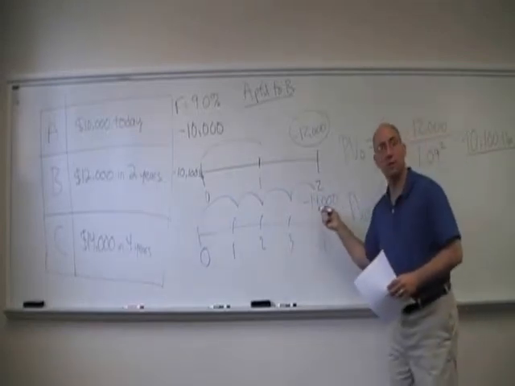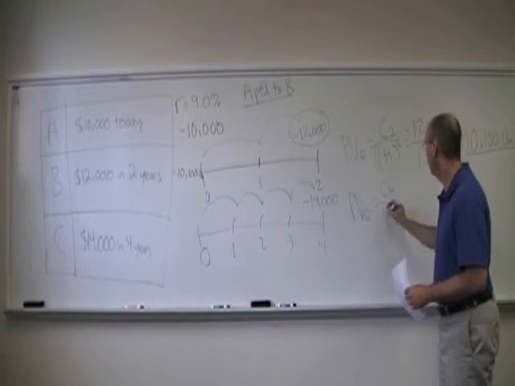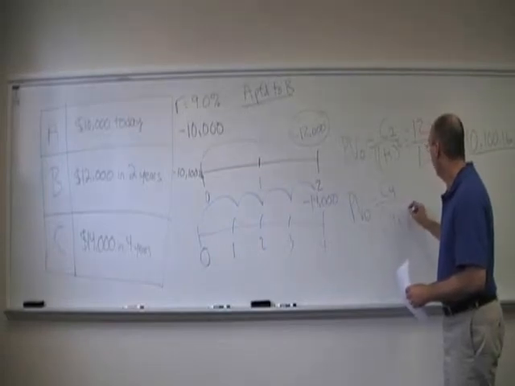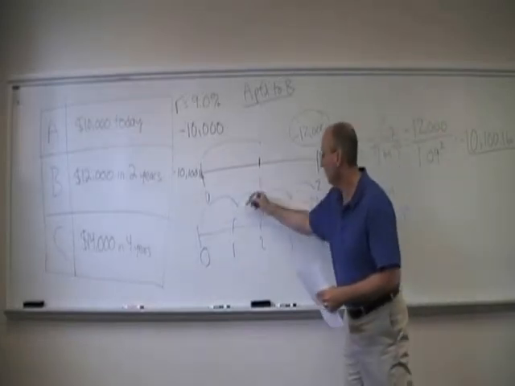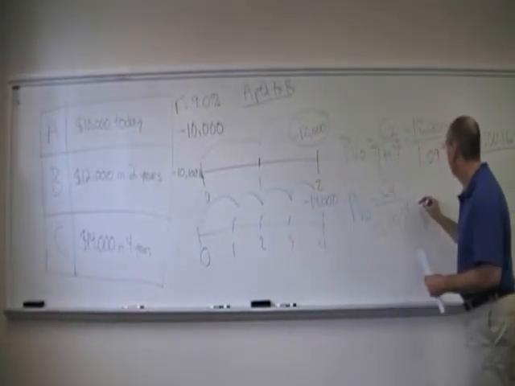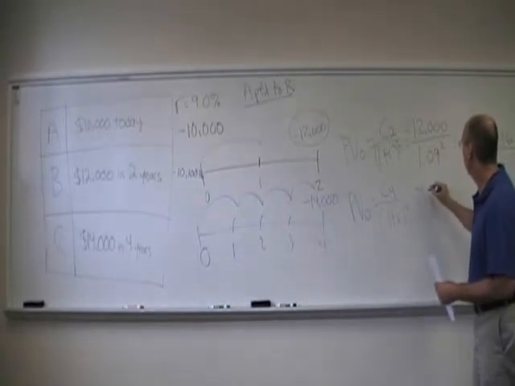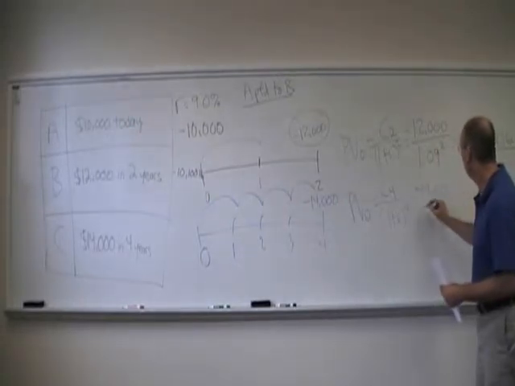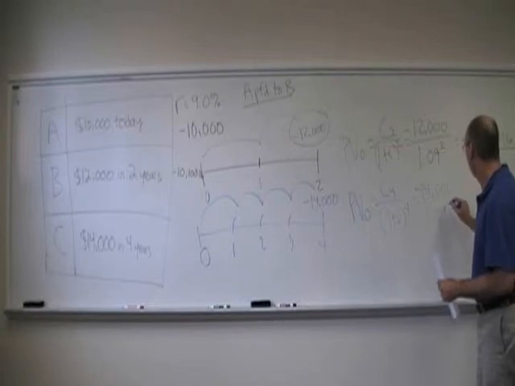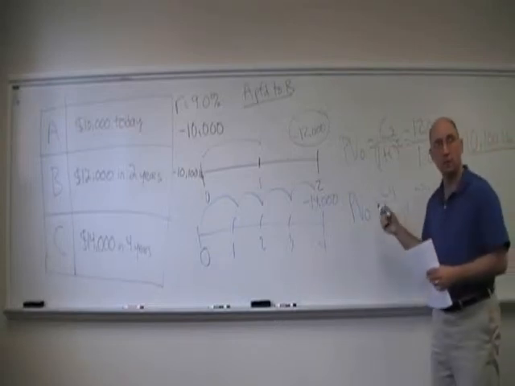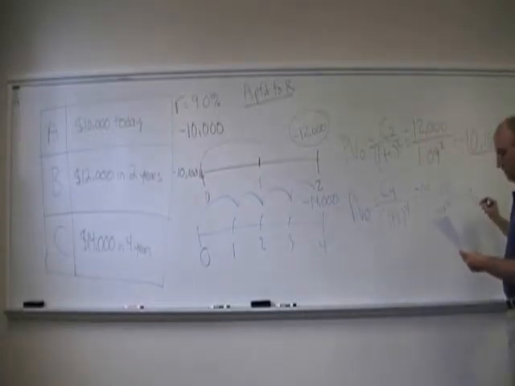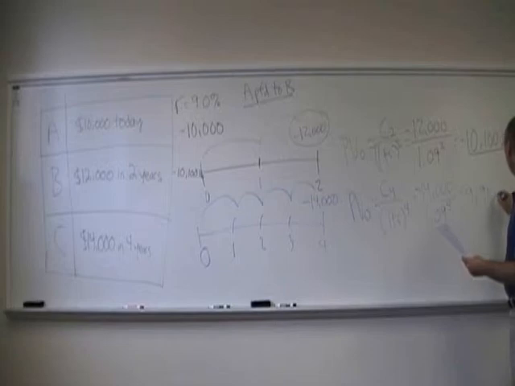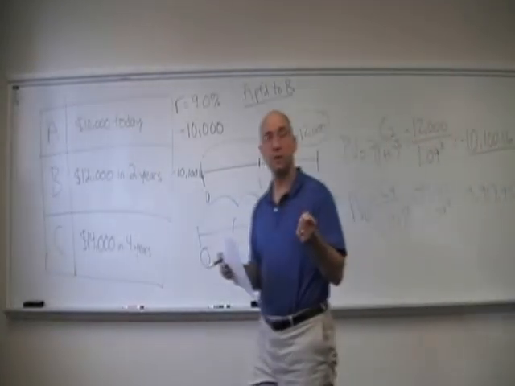is equal to the cash flow that we expect in 4 years, which is negative $14,000, over 1 plus the discount rate to the 4th, because we're discounting back 1, 2, 3, 4 years. Negative 14,000 over 1.09 to the 4th. Do the math on that. $9,917.95.